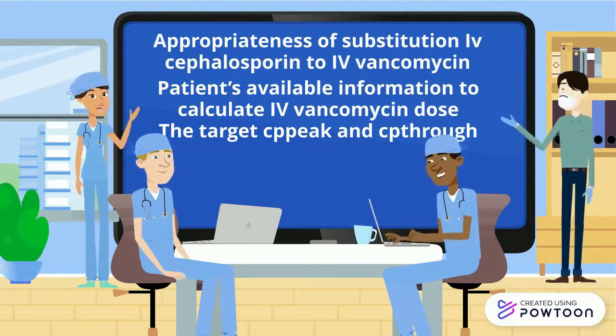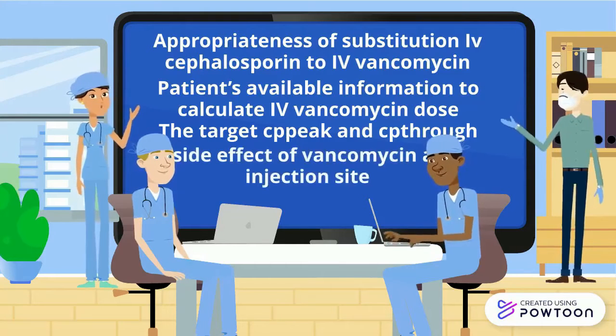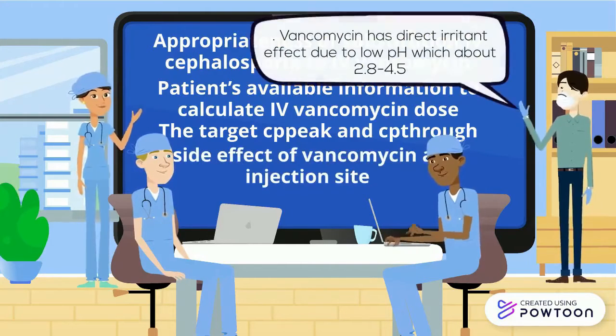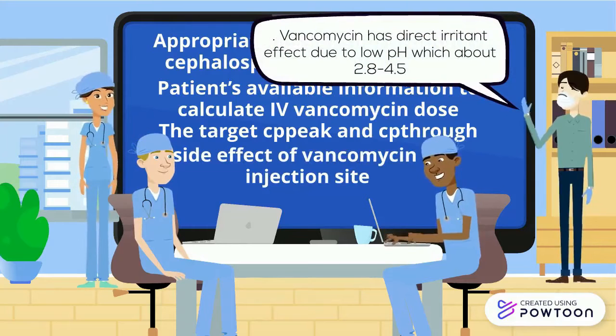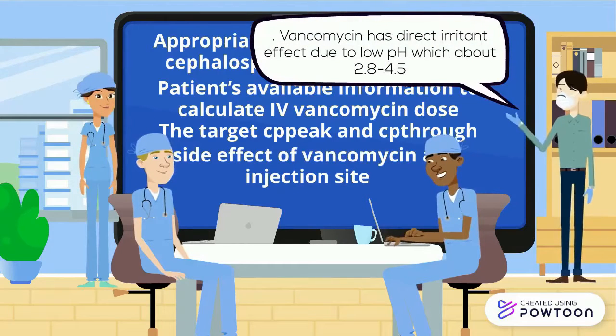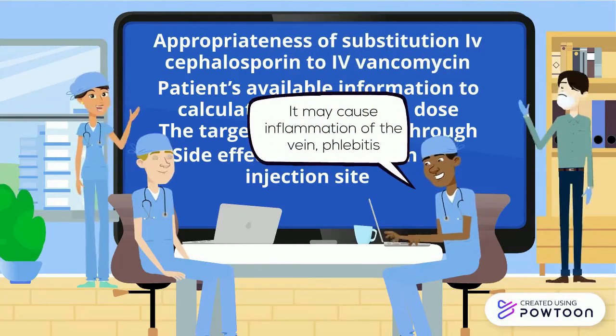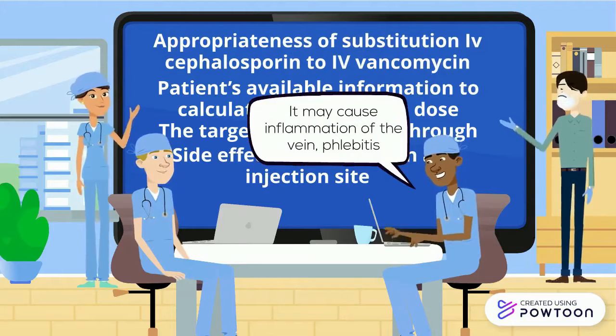Next assessment is about the side effect of vancomycin at the site of injection. Vancomycin has a direct irritant effect due to its low pH, which is about 2.8 to 4.5. It may increase inflammation of the vein, causing phlebitis.